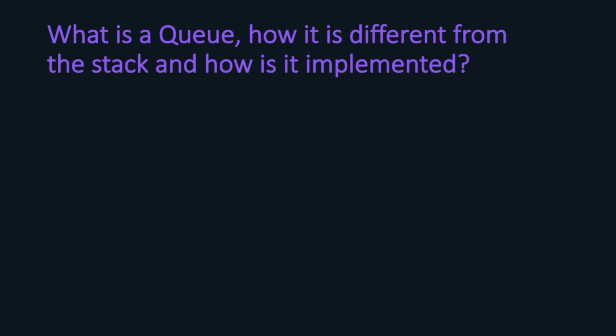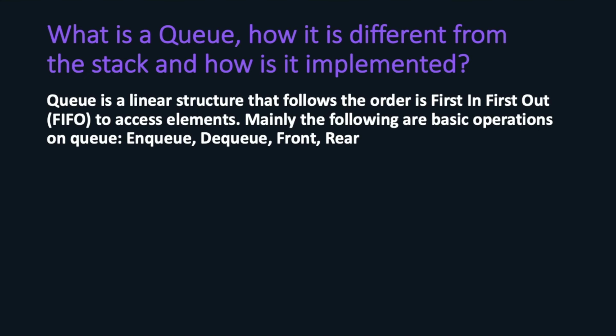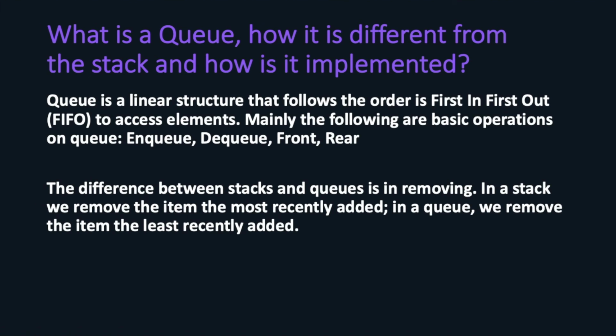Coming to the next question, what is a queue, how is it different from the stack and how is it implemented? A queue is also a linear data structure that follows the order first in first out. So the elements that are inserted first will be removed first from the queue. The main operations that are performed on a queue are enqueue, dequeue, front and rear. The main difference between stack and queue is in the removing of the element. In a stack we remove the item that is most recently added, and in a queue we remove the item that is least recently added.